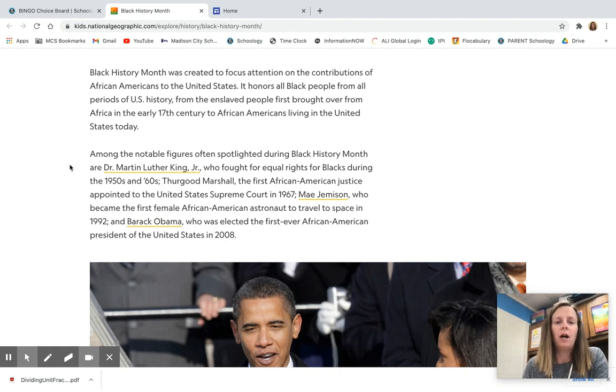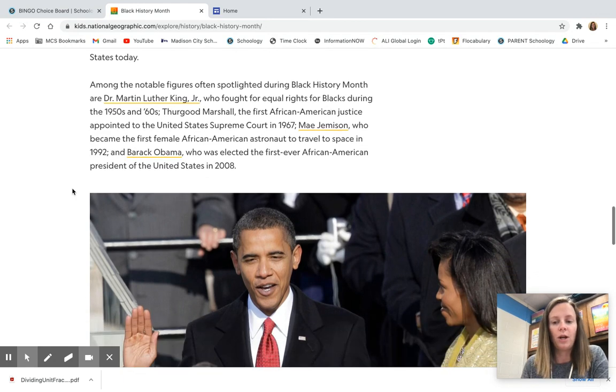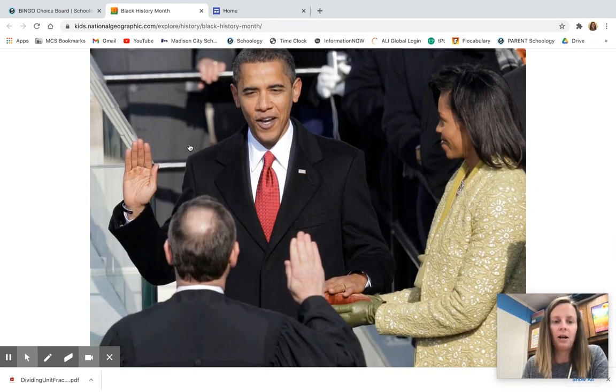Among the notable figures often spotlighted during Black History Month are Dr. Martin Luther King Jr., who fought for equal rights for Blacks during the 1950s and 60s; Thurgood Marshall, the first African American justice appointed to the United States Supreme Court in 1967; Mae Jemison, who became the first female African-American astronaut to travel to space in 1992; and Barack Obama, who was elected the first ever African-American president of the United States in 2008. And here he is at his inauguration, taking the oath of office with his wife, Michelle.